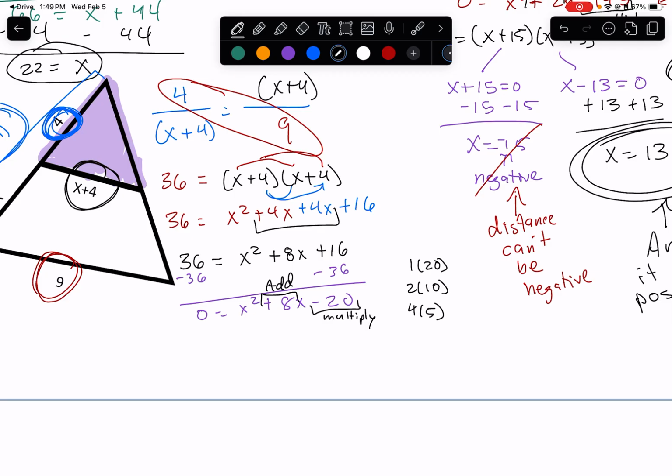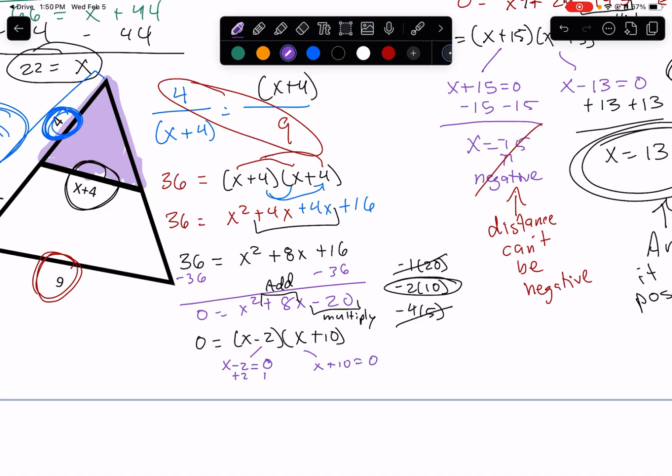One of these needs to be negative, so I'm going to try these ones being negative. Negative 1 plus 20 is 19, so that one's not going to work. Negative 2 plus 10 is 8. Ooh, that one works. And then the last one, 4 and 5, wouldn't work. So we'll take the numbers negative 2 and 10, and we'll split that out into x minus 2 and x plus 10. And then finally, we set each of these factors equal to 0, and we see which of them gives us our positive number for x.